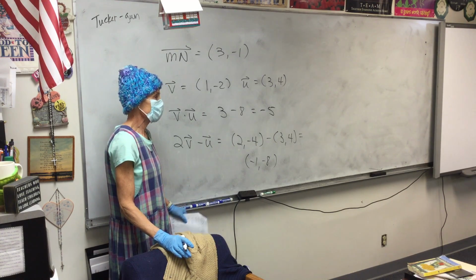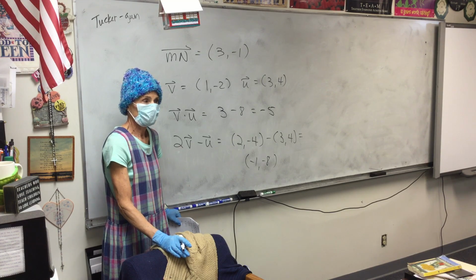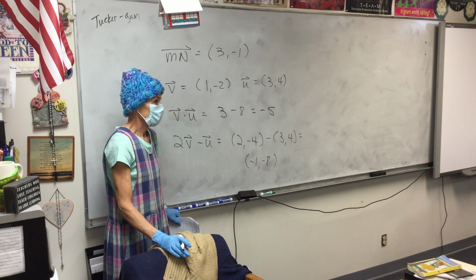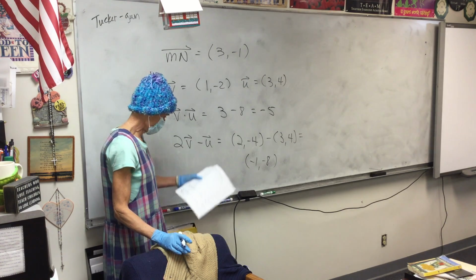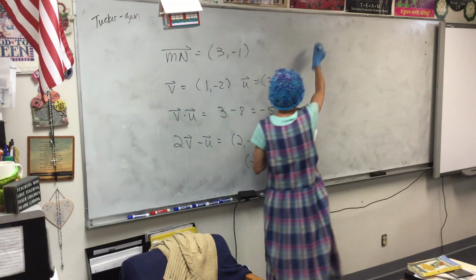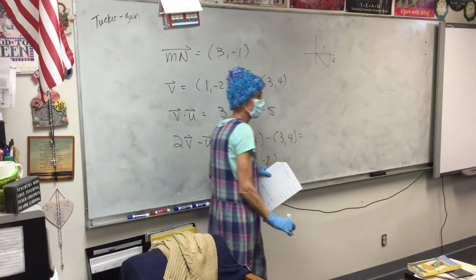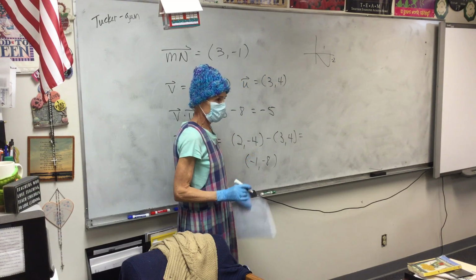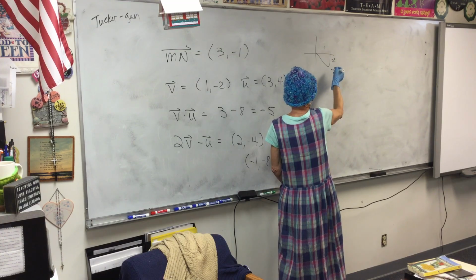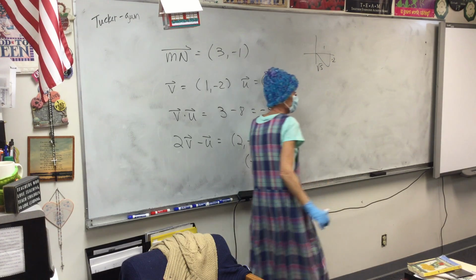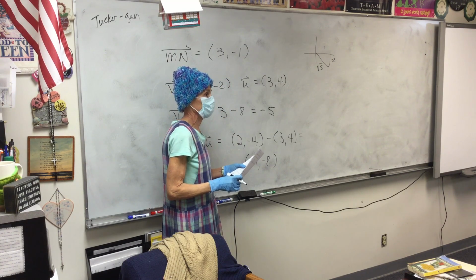What does letter C mean? What are we even looking for in that problem? Magnitude. How do we find magnitude? Pythagorean theorem. So let's take a look at V. V looks like this, right? So what would its magnitude be? How long is it? Square root of 5. So the magnitude, the answer to C, is the square root of 5.